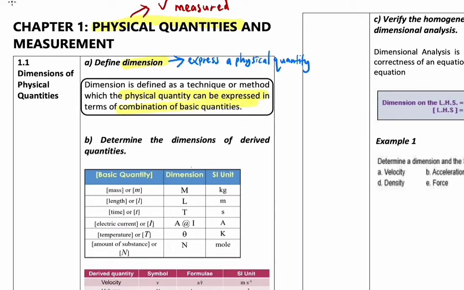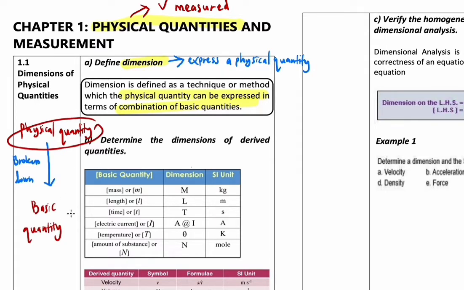Now we go to the next part. We have physical quantity, and every physical quantity can be broken down into basic quantity. So that is how we express a physical quantity. We express a physical quantity in its basic quantities. It's okay if you can't understand it yet. As we go along, you will understand it better.